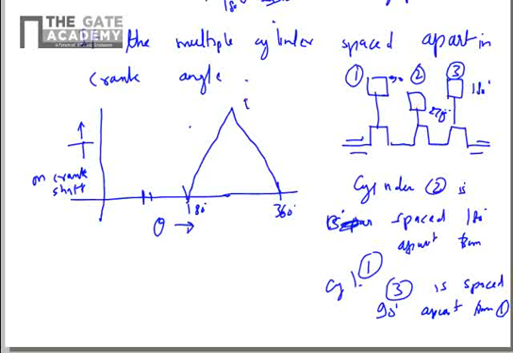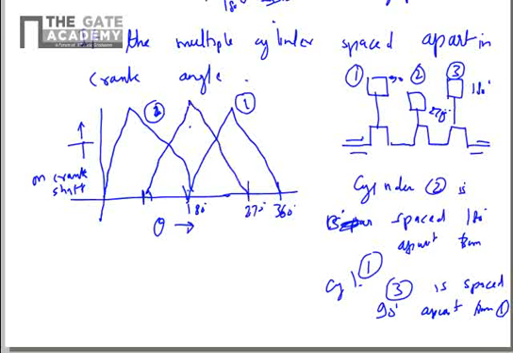So if this is the diagram for cylinder 1, then the diagram for cylinder 2 will be 180 degrees shifted, and it will look like this. This will be the diagram for cylinder 2. And how will the diagram for cylinder 3 look? It is 90 degrees shifted from 1, and also 90 degrees shifted from 2. It will look like this. 90 degrees, 90 degrees.